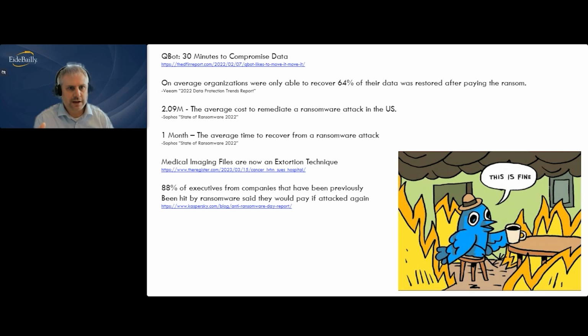We have live examples of 30 minutes from the point of compromise to the point where they have accessed data and are starting encryption operations. 30 minutes, we don't have a long time to respond when bad things start to happen in our environments.